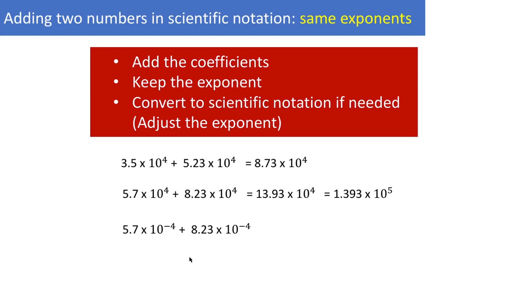Here is another example. Same powers here, same exponents. So I add these 2 numbers, this and this. I get 13.93 times 10 to the power negative 4. Now I'm dividing this by 10, I multiply this by 10, which means I add 1 to it. So I get 1.393 times 10 to the power negative 3.